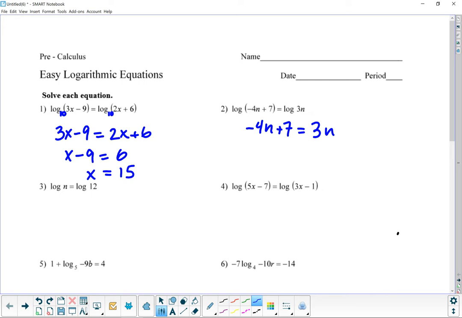In order to solve this, I'm going to add 4n to both sides. By doing that, I'll get 7 equals 7n, since 3n plus 4n makes 7n, and I brought my negative 4n over to this side by adding 4n. Then I'm going to divide by 7, and I'll end up with n equals 1. That's my answer for numbers 1 and 2.